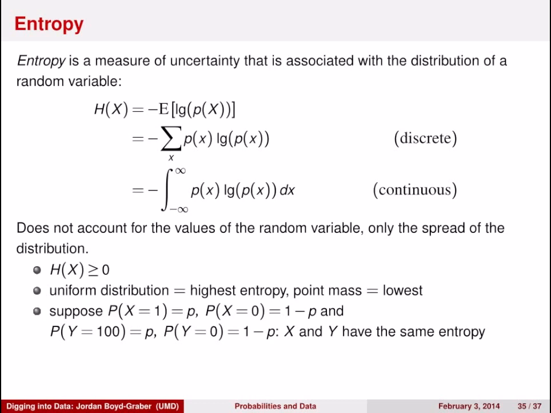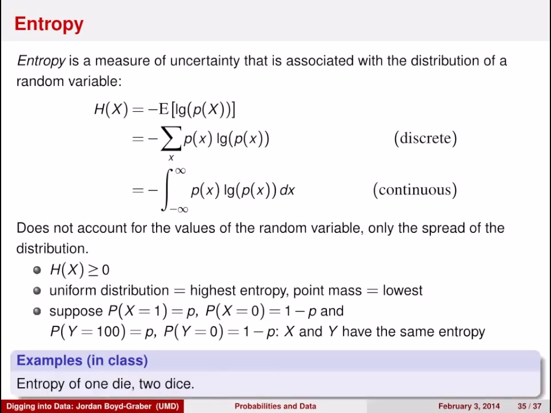So one property is that if you have a uniform distribution where every outcome is equally likely, that gives you the maximum entropy. To double check that the entropy doesn't care about the values of the distribution, consider 2 discrete distributions that have 2 outcomes. One has outcome 0 and 1, and the other one has outcome 0 and 100. So long as they weight their 2 outcomes equally, they have the same entropy.